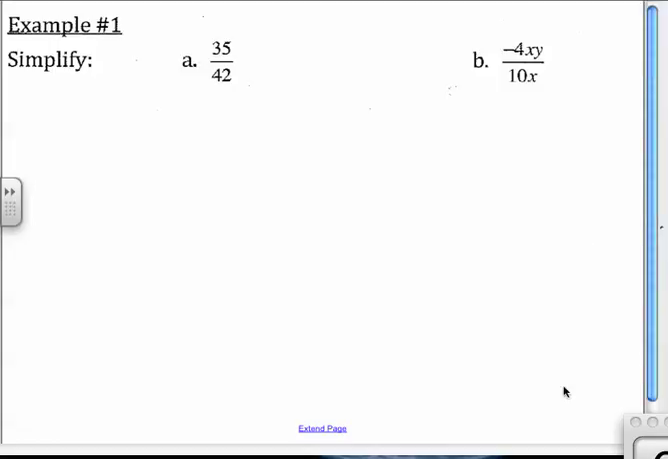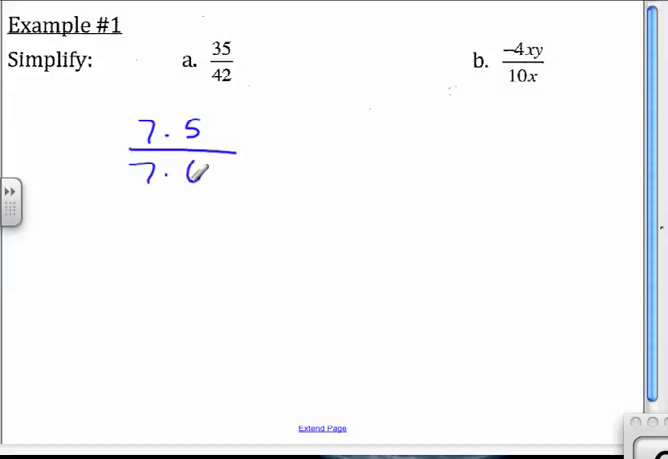Okay, gentlemen, very simply here, in example number 1, it just says to simplify these things. And of course, part of simplifying is reducing, always canceling out common factors on the top and the bottom. I'm going to break this one apart just to show you, again, what we're talking about. Remember, this is 7 times 5 over 7 times 6.